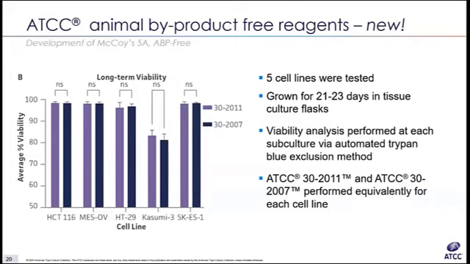Here we see additional data for the long-term study. At each subculture, viability was measured. This was measured using an automated trypan blue exclusion method. The average percent viability of cells grown in McCoy's 5A medium ABP-free was compared to those grown in McCoy's 5A medium. As you can see, the new McCoy's formulation supported cell viabilities above 80% for all cell lines and performed equivalently to the old McCoy's formulation.